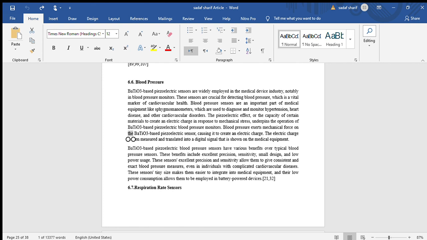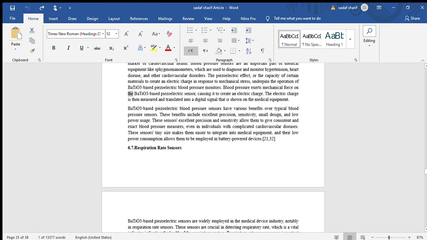The piezoelectric effect is the capacity of certain materials to create an electric charge in response to mechanical stress. This is the operation of barium titanate based piezoelectric pressure sensors. Blood pressure exerts mechanical force on the barium titanate based piezoelectric sensor, causing it to create an electric charge, and the electric charge is then measured and translated into a digital signal that is shown on the medical equipment.